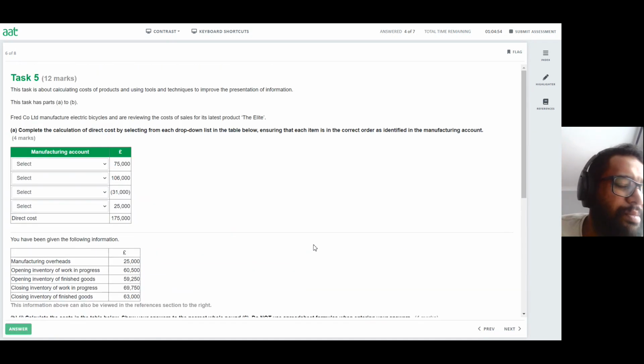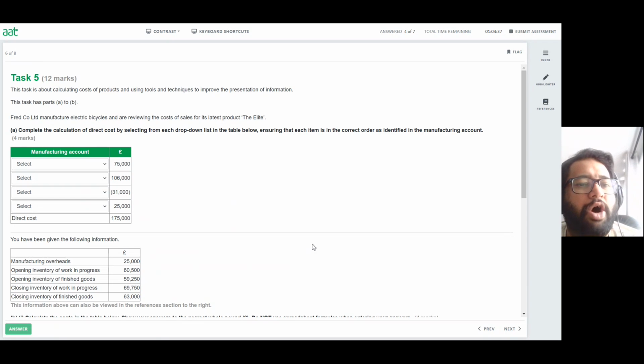So here, task number 5. This task is about calculating products and using tools and techniques to improve your presentation of information. This task has A and B. Fred Co. Limited manufactures electric bicycles and is reviewing the cost of sales for its product called the Elite. Complete the calculation of direct cost by selecting each drop down in the list in the table below, ensuring that each item is in the order as identified in the manufacturing accounts.